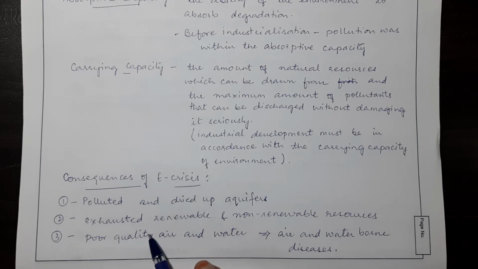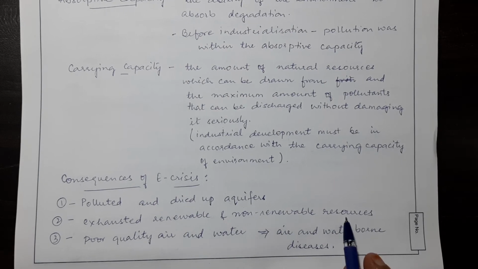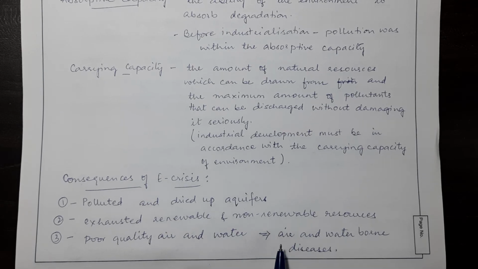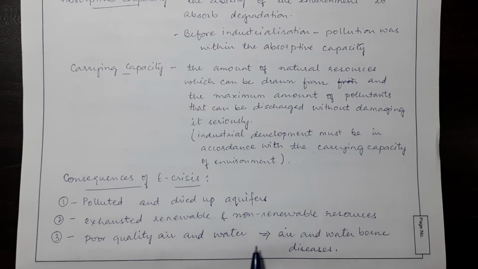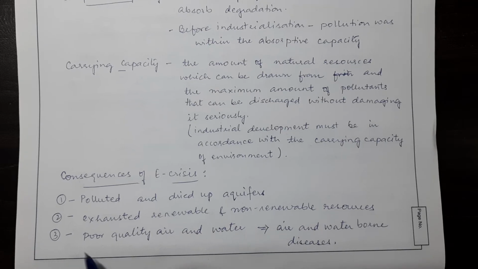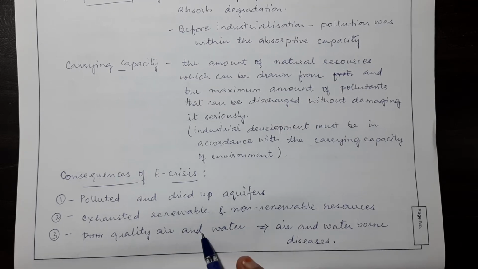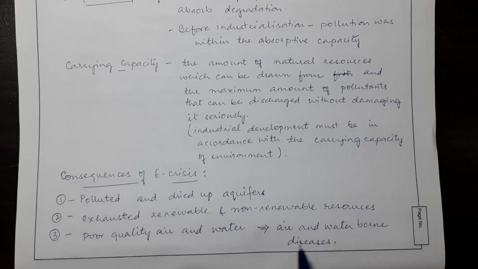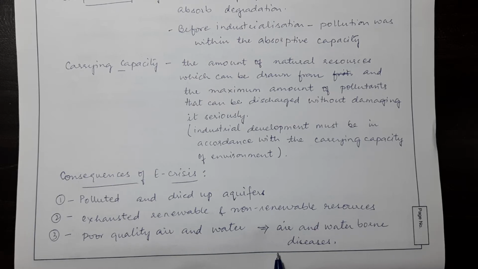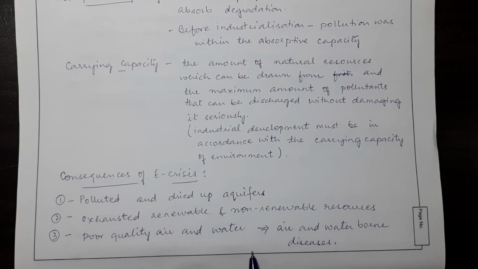The second one is exhausted renewable and non-renewable resources. We are exhausting the renewable and the non-renewable resources because we are not giving enough time to the environment to recoup or renew these resources. Then the third consequence is poor quality of air and water. This means that air and water now produce air and waterborne diseases. We are facing this problem throughout the country, or throughout the world, we can say, that this poor quality of air and water is causing diseases.